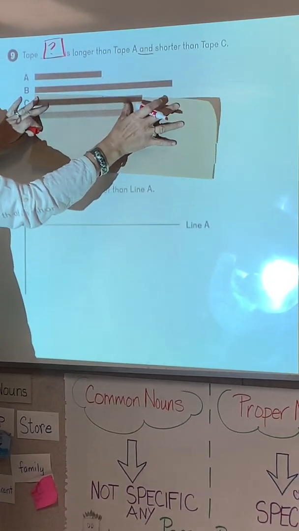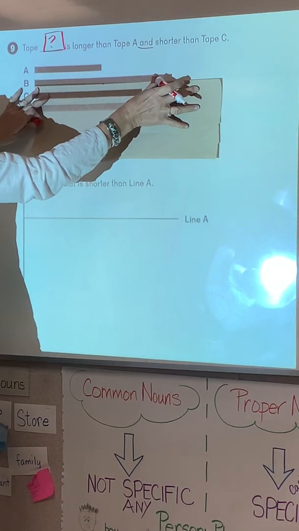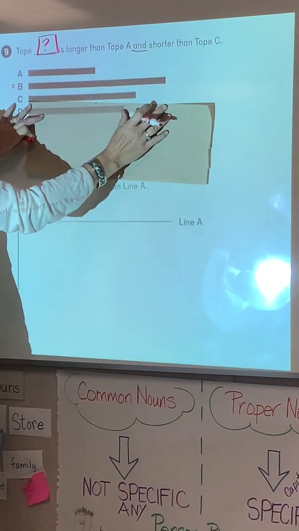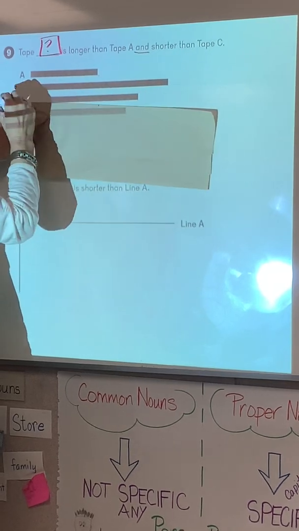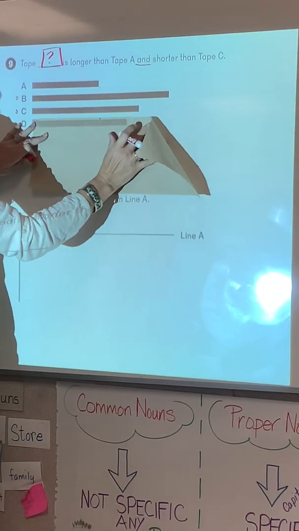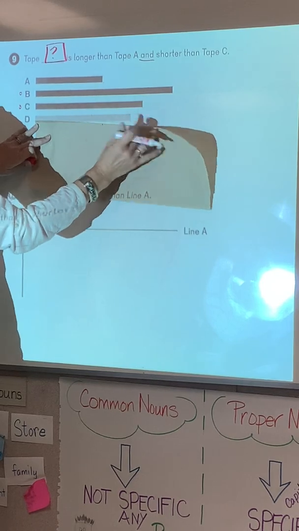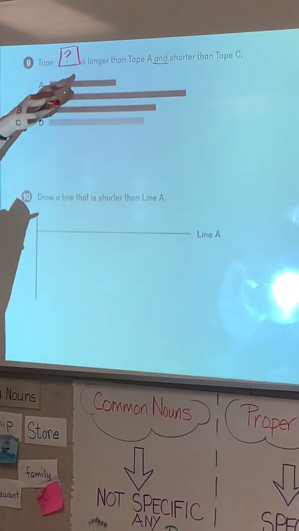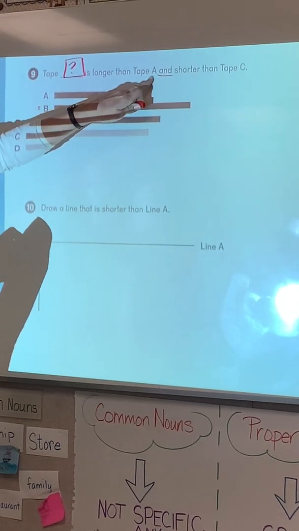Now let's look at B. Is B longer than A? Oh, yeah, it's a lot longer. I'm going to put a little circle next to B because it's definitely longer. Is C longer than A? Absolutely. I've got another little circle. What about D? Yep, D is longer. So B, C, and D all qualify as a tape longer than A.